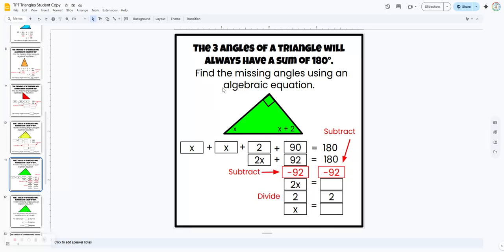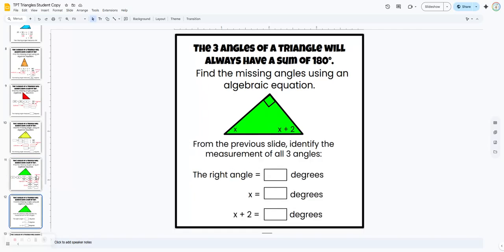Now here's one that's a little bit more complicated. They've got two angles that are unknown. They know that one is 90 degrees because it's a right angle, and they have x and x plus 2. So if they add them all together, they get x plus x plus 2 plus 90 equals 180. So they combine like terms, they get 2x. They combine like terms here, and they get 92. And then they've just got a two-step equation to solve.